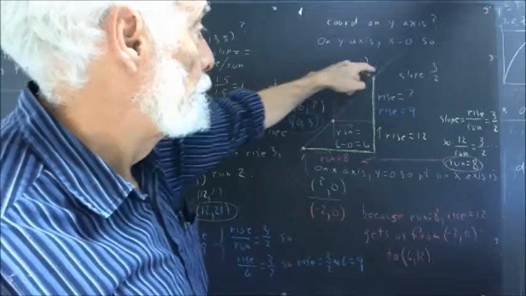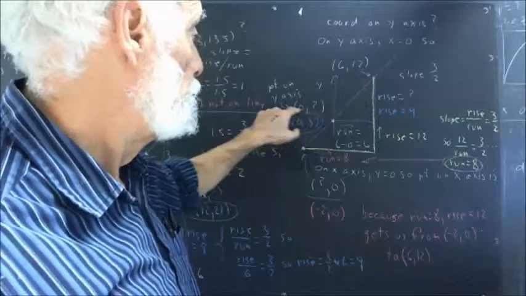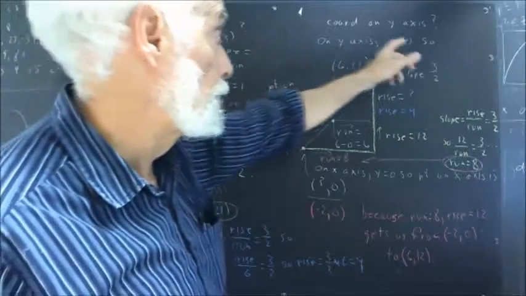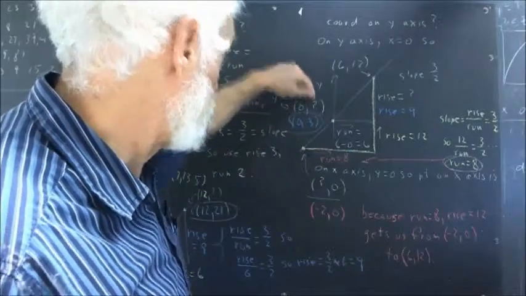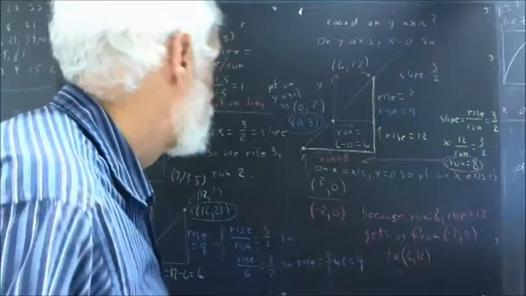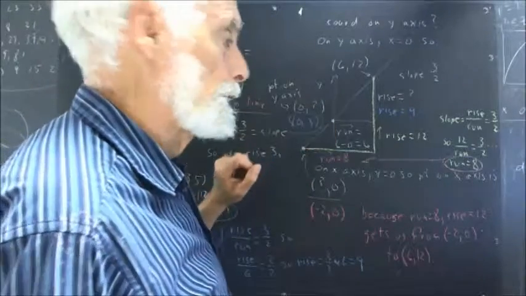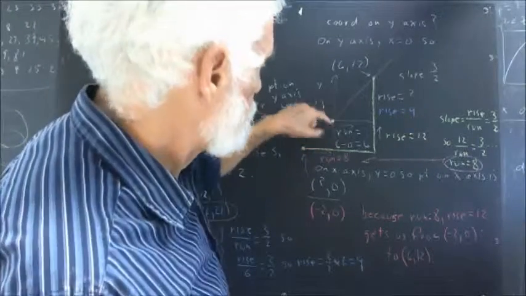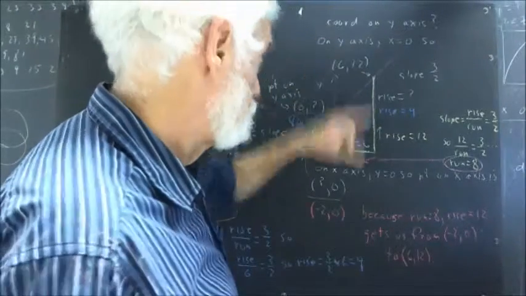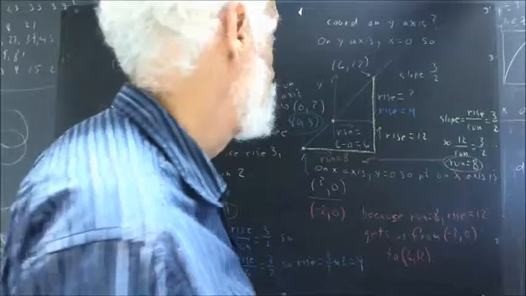Now, if we have (6, 12) and a point (0, ?) on the y-axis, because of course on the y-axis x equals 0, so our x-coordinate is 0. So our point on the y-axis will be (0, ?). What's the question mark? Well, our run from 0 to 6 is 6. 6 minus 0 equals 6.